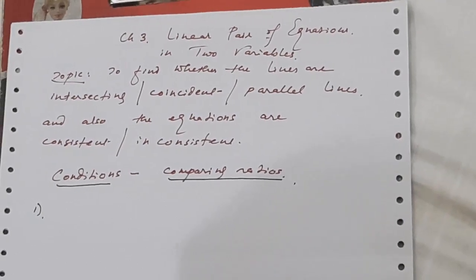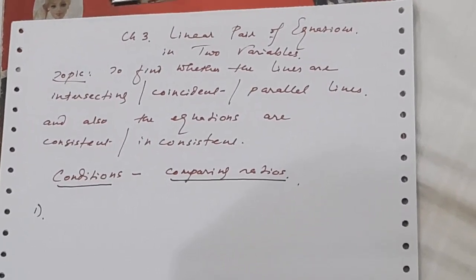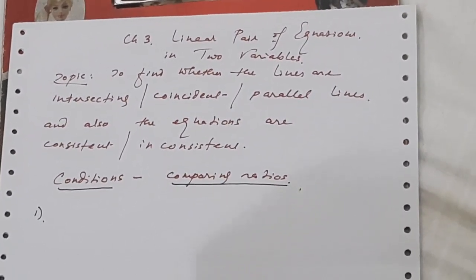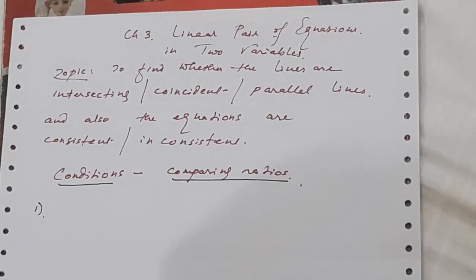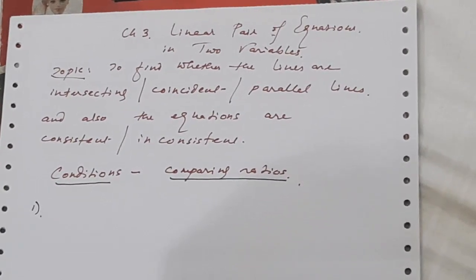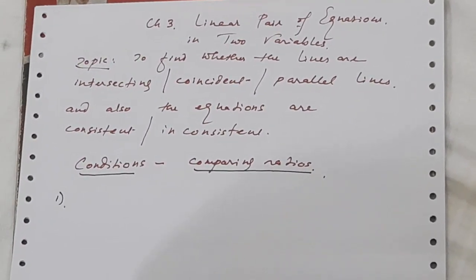Let us continue our topic. This is Chapter 3, linear pair of equations in two variables. We have seen how to solve the equations graphically. We have seen a few questions. Now we are continuing further.